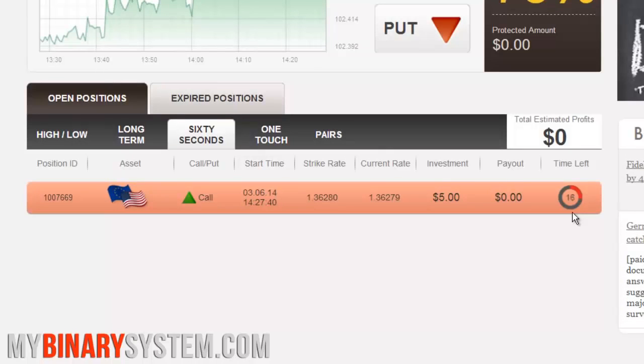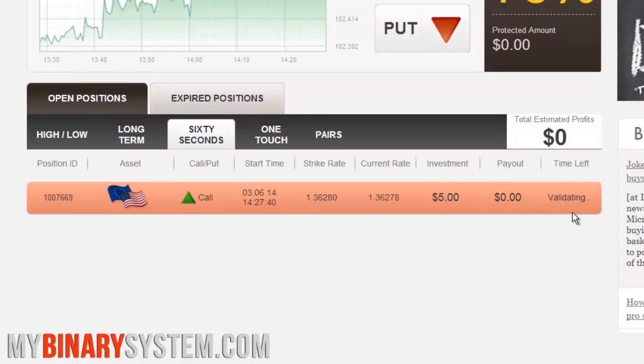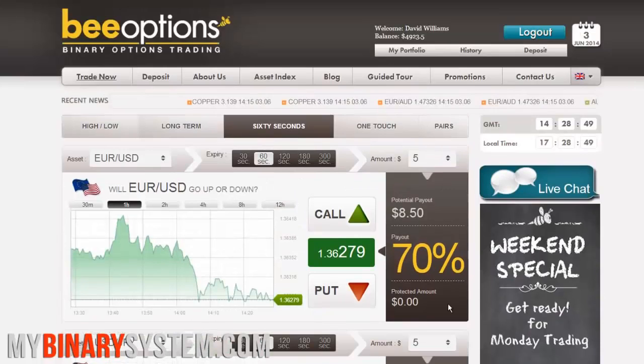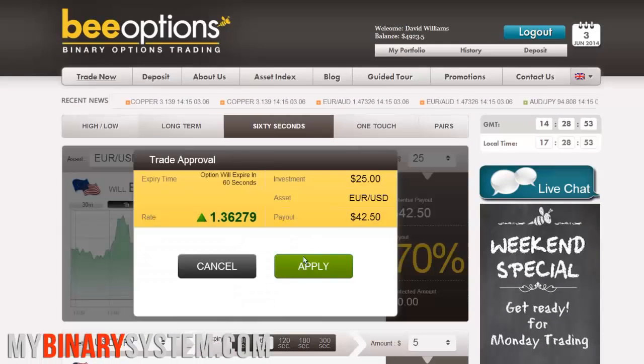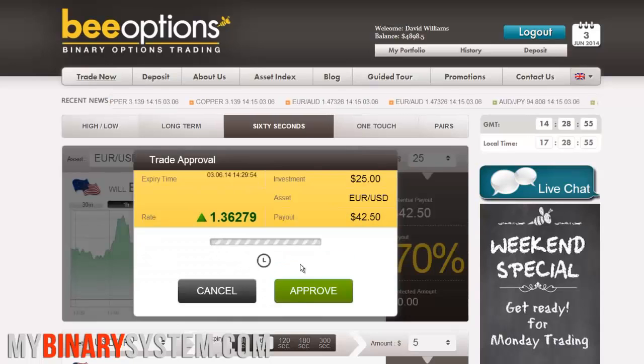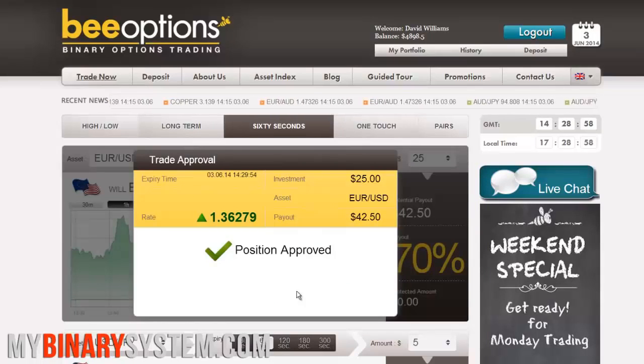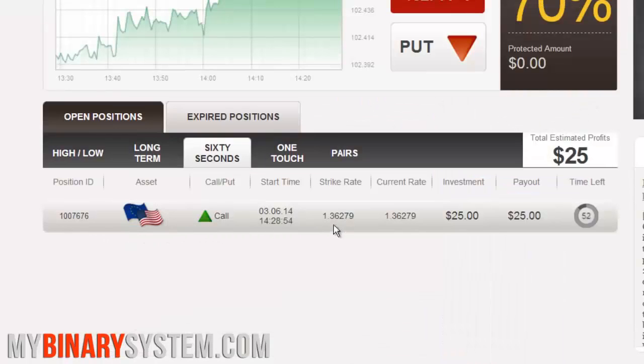Step 3 involves a $25 trade, enough to recoup your $5 loss, the $25 investment, and also generate a profit of $12.5 on top of it, and stay in the black. Now, as you can see, the bar has turned red to represent a loss, and I am quickly entering a $25 trade. I quickly click on Call, Apply, then Approve, and my $25 trade has been successfully placed.